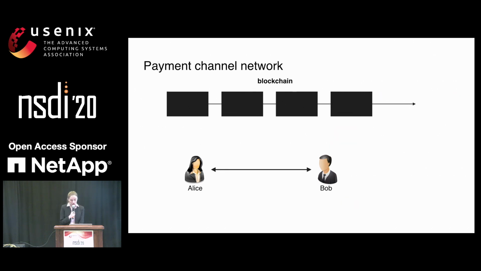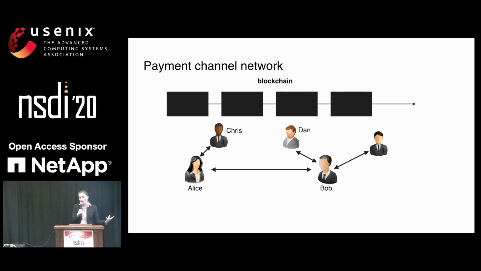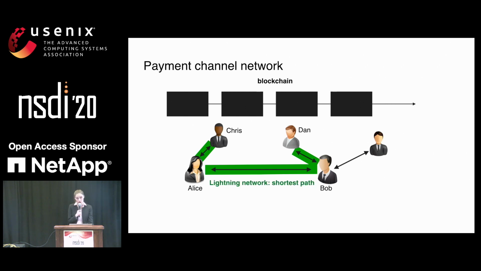Okay, so what does this have to do with networks? Well, you can actually have multiple users who have payment channels between them. So that's a network of payment channels. And the nice thing is that if Chris and Dan want to transact with each other at high throughput, they don't necessarily need to open a new payment channel because that's high overhead. They can instead use the network of payment channels. And this is currently deployed, for example, in Bitcoin using the Lightning Network, which routes based on the shortest path.